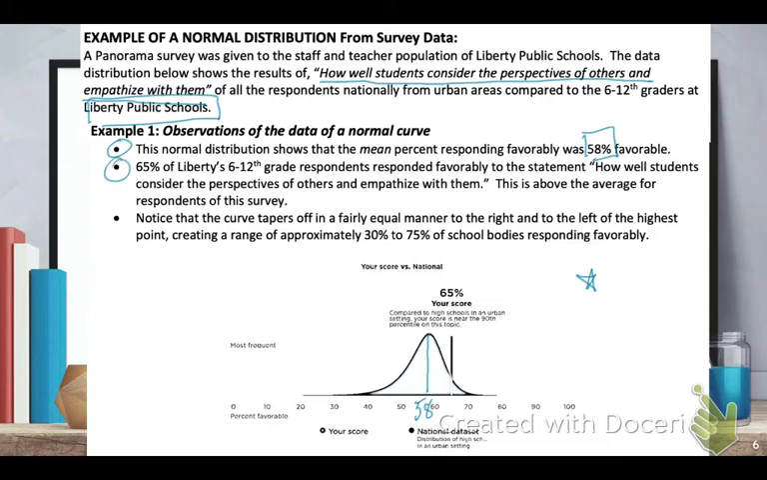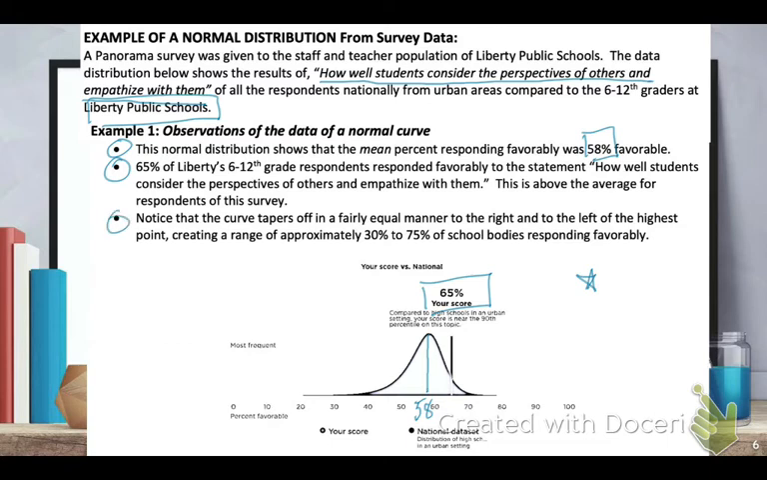65%, so here's the second bullet point: of Liberty's secondary grade respondents, 65% responded favorably. So right away, if I'm a Liberty administrator, I'm saying, oh good, our students are responding higher than the average. And data distributions can show us a range of how people responded.